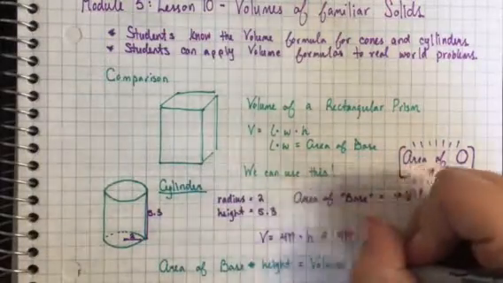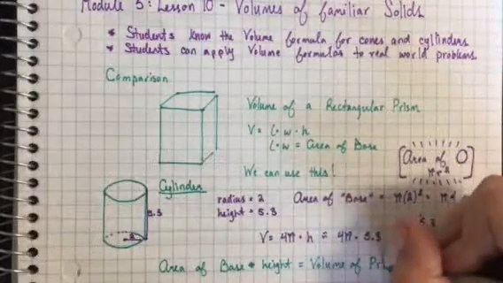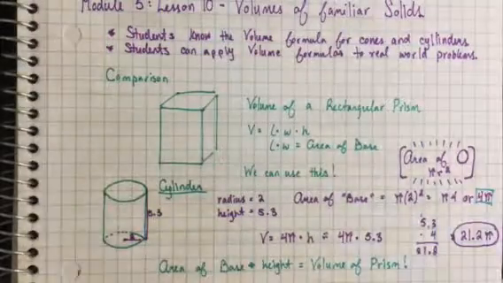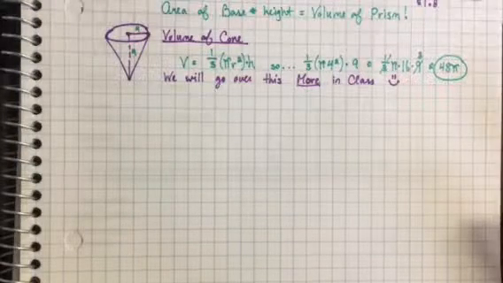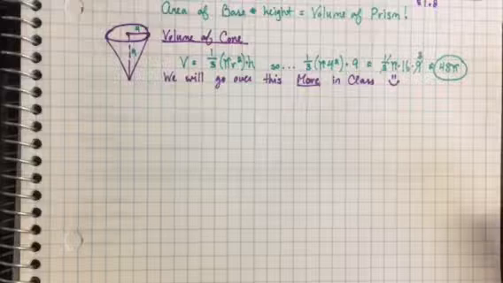So the area of the base of a prism times its height is going to equal the volume of that prism, no matter what shape the base actually is. So we can use it for the rectangular prism, for a cylinder, all sorts of things.